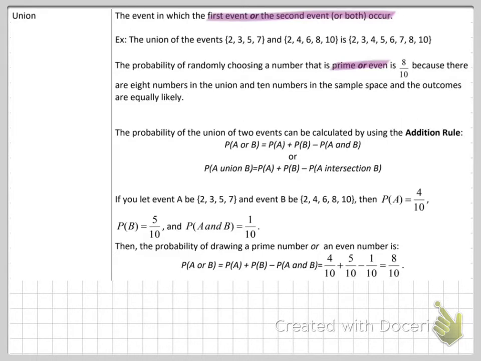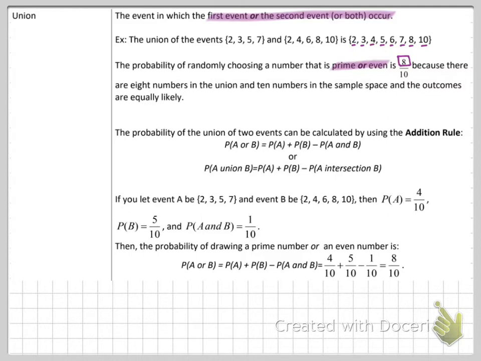Now remember, the 10 comes from the fact that we had the entire sample space of 1 through 10. So our 10 comes from the total sample space. The 8 comes from, well, how many entries do we actually have in here? If we go through and count everything, we get 1, 2, 3, 4, 5, 6, 7, 8. So that's where our 8 comes from. Okay, so there are 8 numbers in the union and 10 in the sample space.